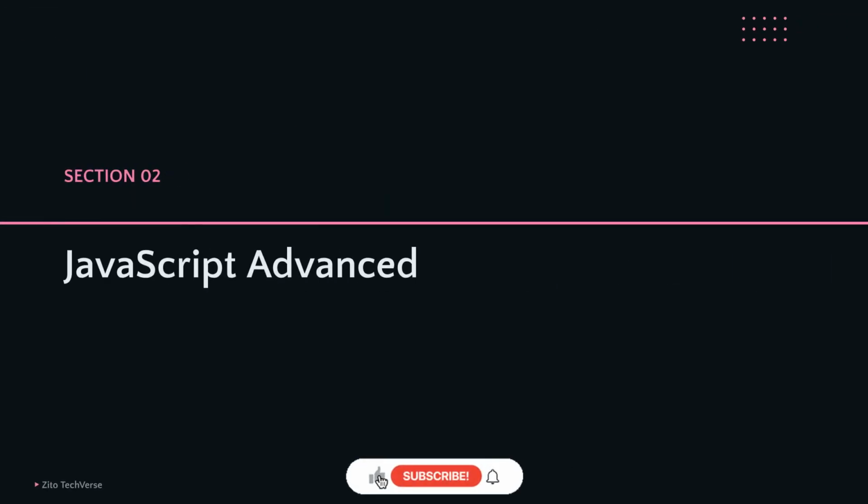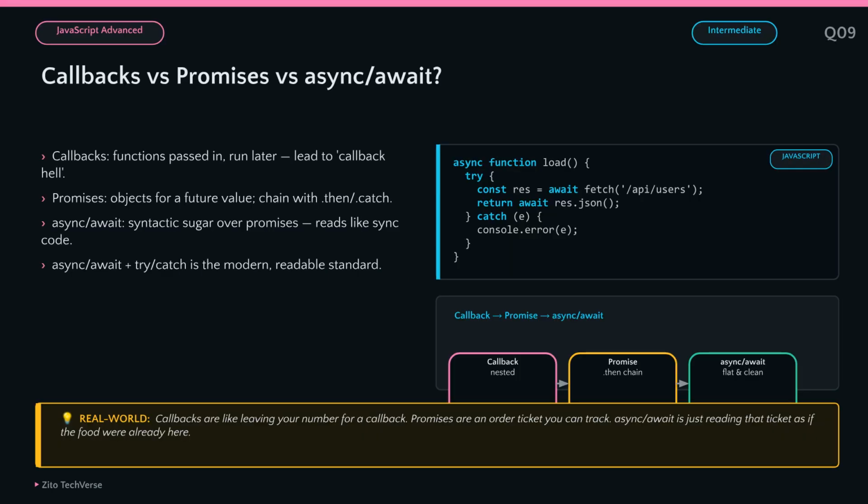We are now moving on to section 2, where we dive into advanced JavaScript. Callbacks versus promises versus async/await. Asynchronous code has evolved a lot. Callbacks were the original approach. Pass a function to run later, but nesting them creates the dreaded callback hell. Promises improve this with objects representing a future value that you chain with .then and .catch. Then async/await arrived as syntactic sugar over promises, letting asynchronous code read like synchronous code, with familiar try/catch for errors.